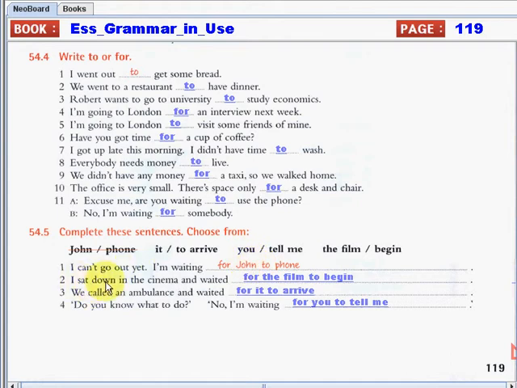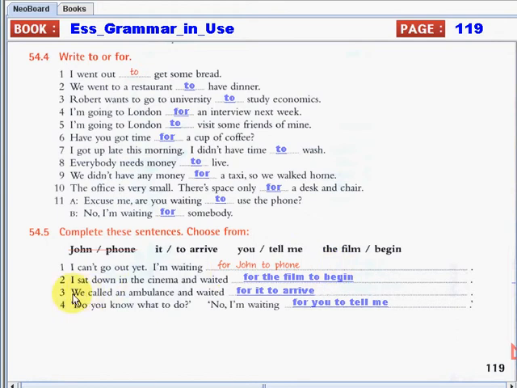Next is, I sat down in the cinema and waited blank. Okay, so the word cinema. So cinema is about movies or film. Okay, so you will just add the word for. So for the film to begin.